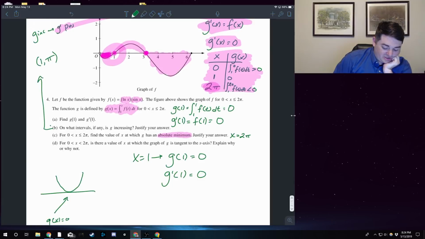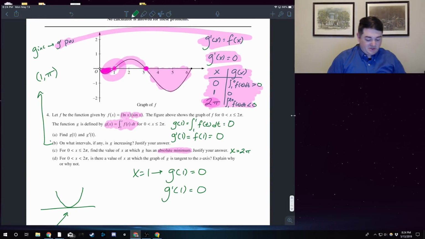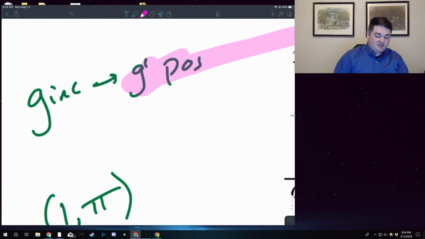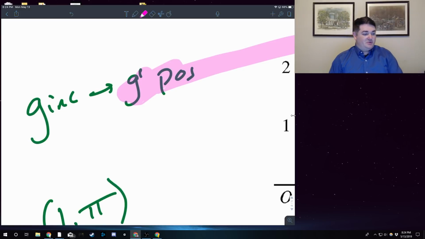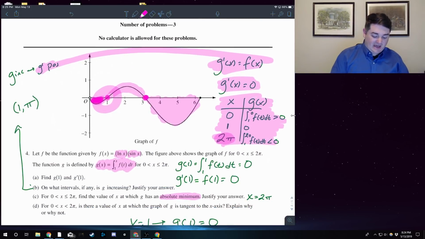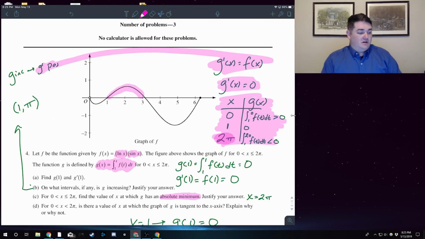Part B, quick question on part B. They said, where is g increasing? Okay, that all hinges on this right here, that g is increasing when g prime is positive. Okay, and we know, because of FTC2, that g prime is equal to f of x. So since we have a graph of f of x here, I want to know where f of x is positive. That is from 1 to pi.